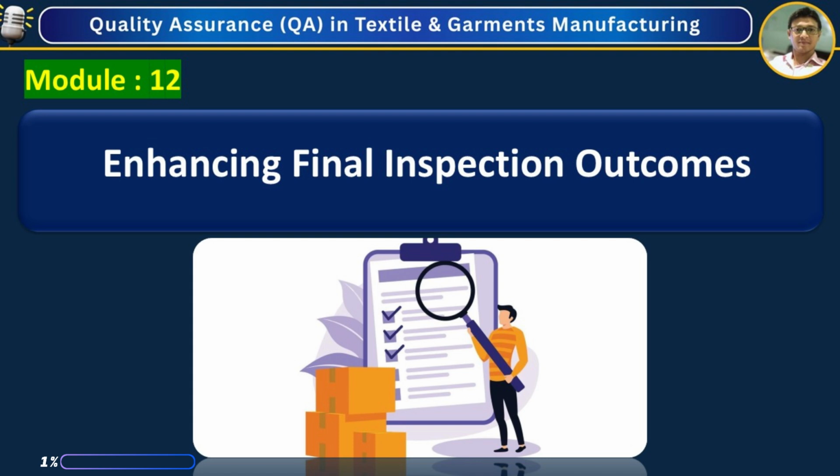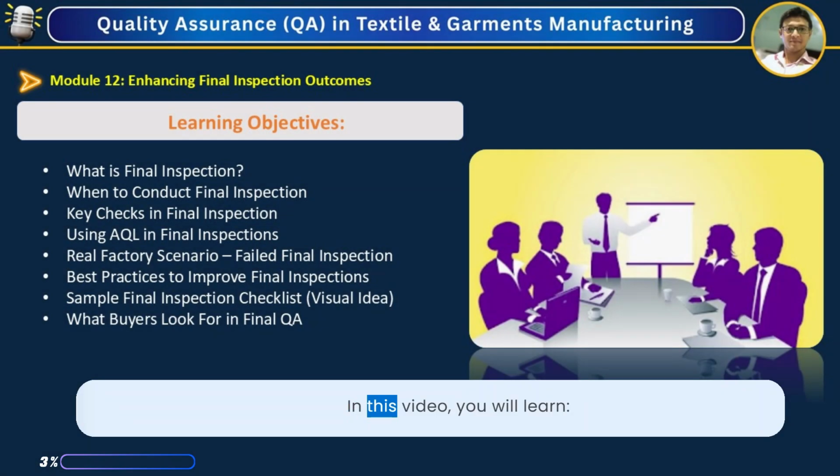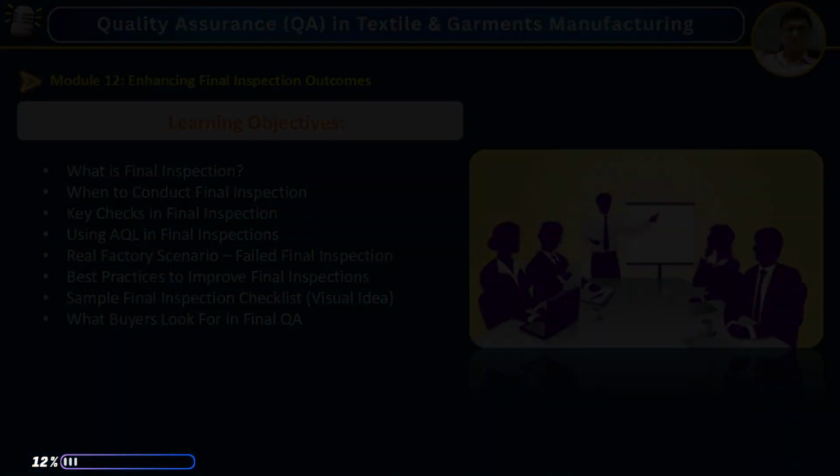In today's video, we will talk about Module 12, Enhancing Final Inspection Outcomes. In this video, you will learn what is final inspection, when to conduct final inspection, key checks in final inspection, using AQL in final inspections, real factory scenario, best practices to improve final inspections, sample final inspection checklist, what buyers look for in final QA.